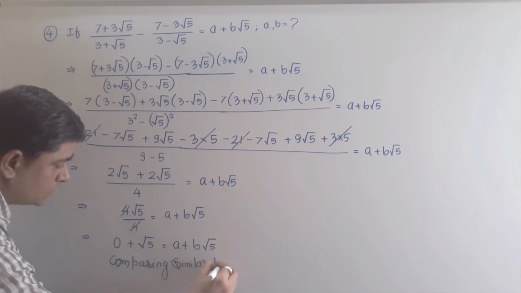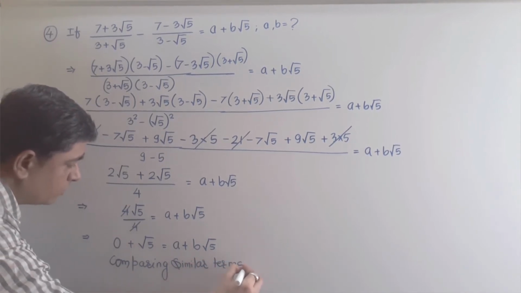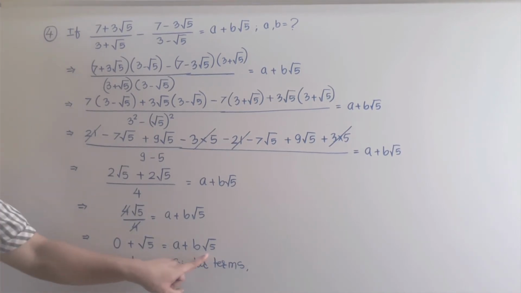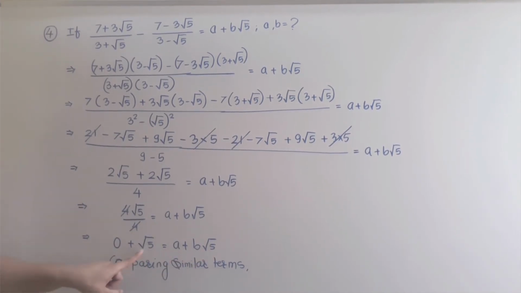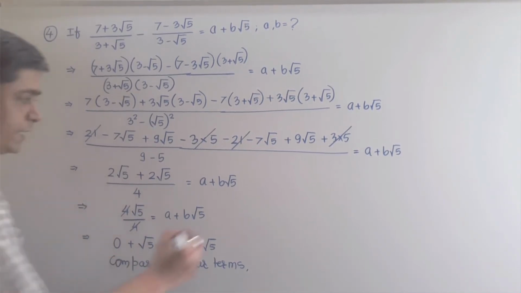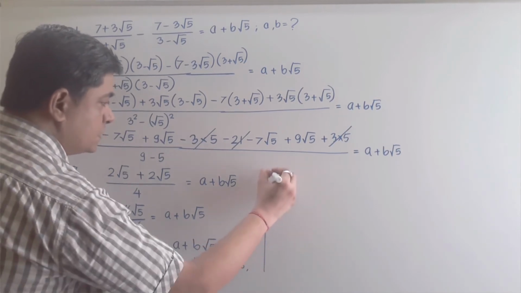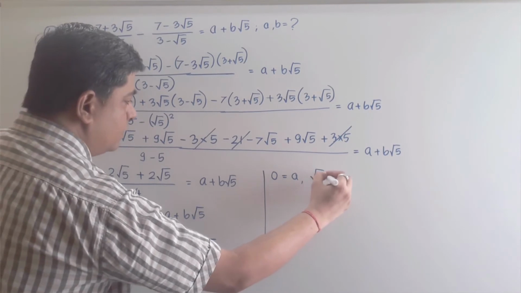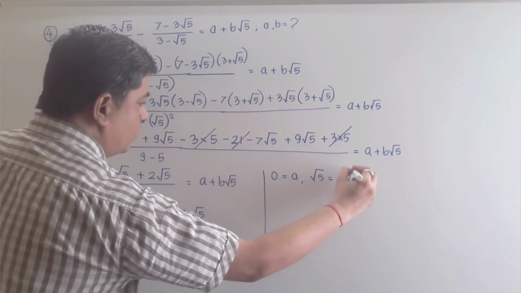Comparing similar terms. Now what is the meaning of comparing similar terms? Observe here b under root of 5, here root of 5 is coming, and here also root of 5 is coming. So these two terms are root terms, they are similar, and here a is free from the root and 0 is also free from the root. So that can be compared. So I can say that 0 will be equal to a, and root of 5 will be equal to b under root of 5.